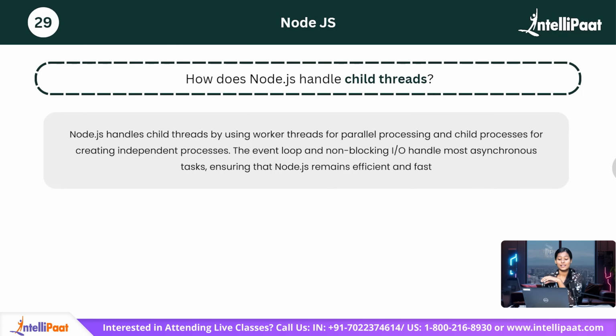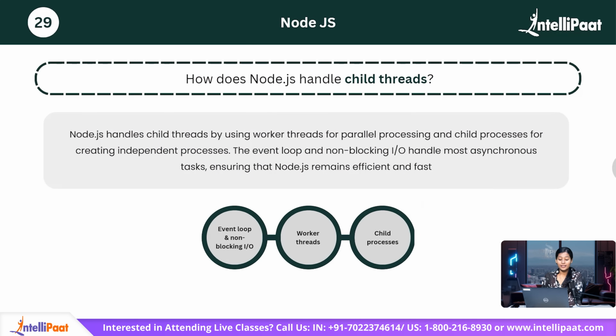Node.js handles child threads by using worker threads for parallel processing. Parallel processing is working in the background. That is, both the processes are going parallelly, but the child process is not hindering the main process. And child processes for creating independent processes. The event loop and non-blocking I/O handle most asynchronous tasks. Like I said, the assistant keeps on rotating. Is the water boiling? Is it done? Are the vegetables chopped? Is it done? It keeps on checking, and when it's done, it sends a message to Node.js, okay, this process is done. We can terminate it, ensuring that Node.js remains efficient and fast.